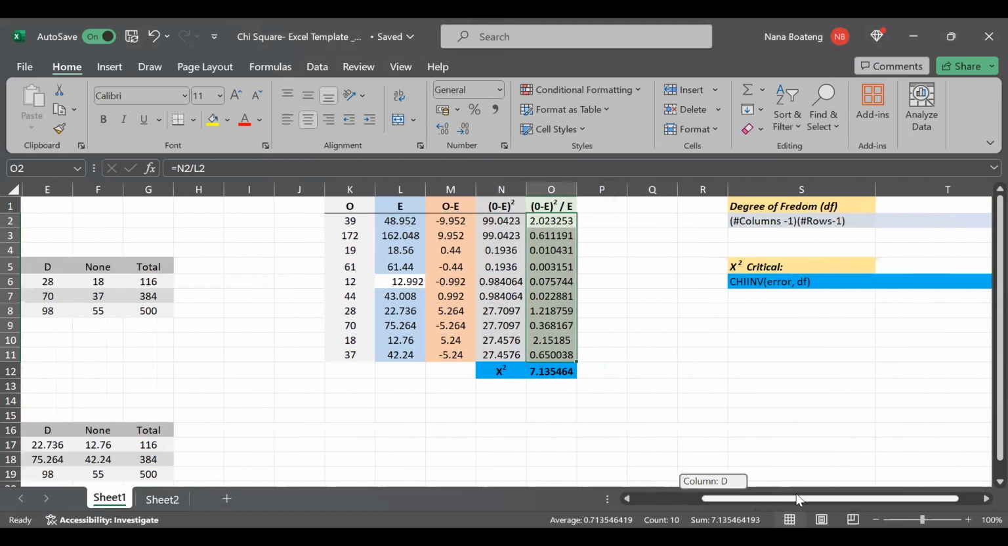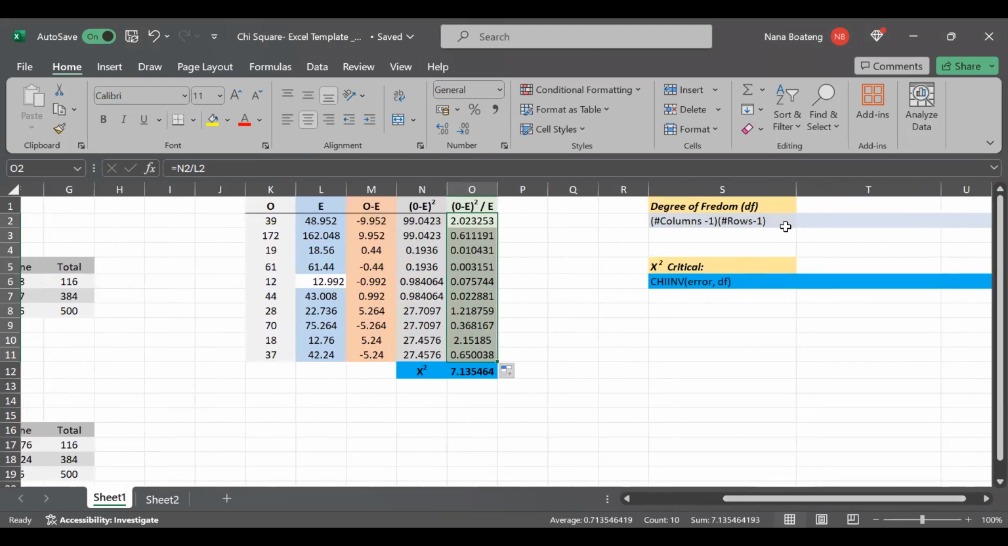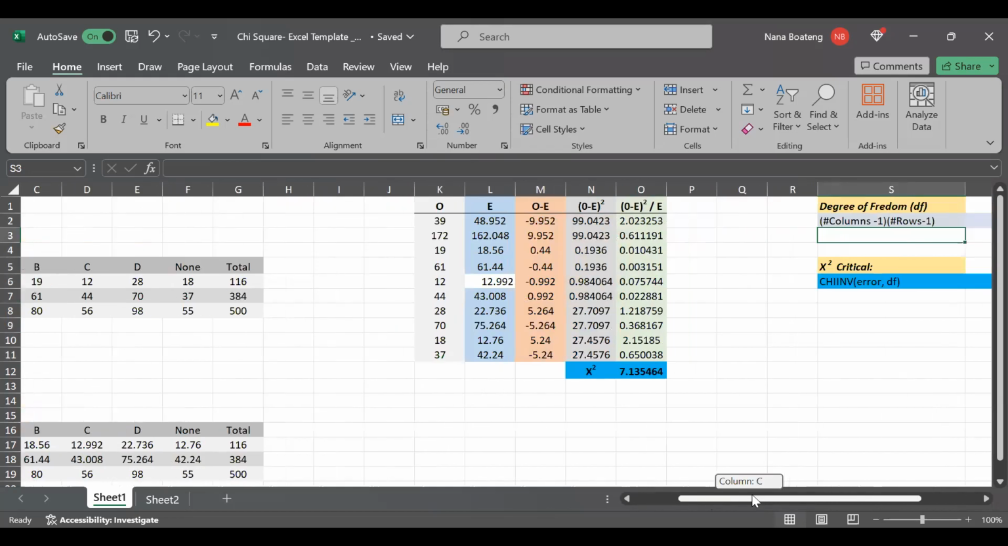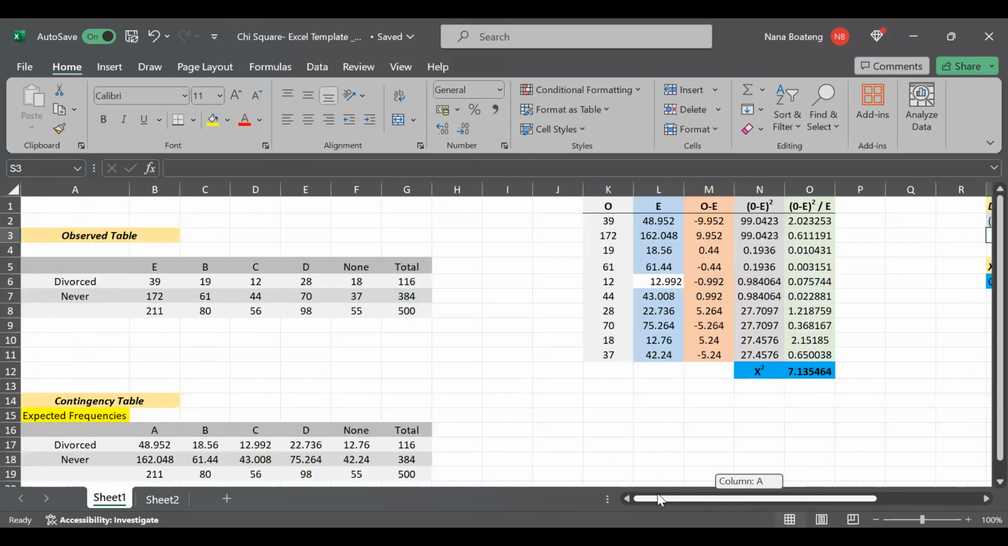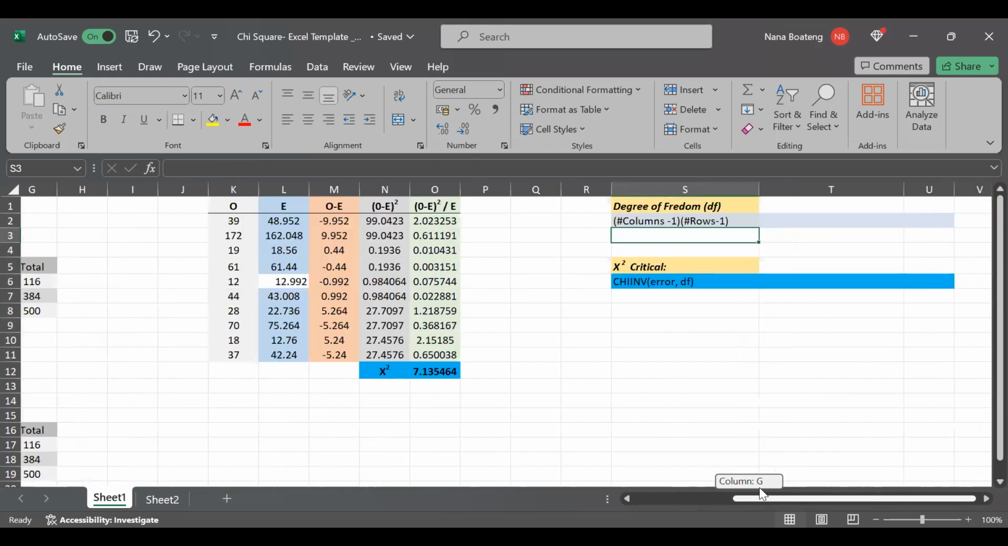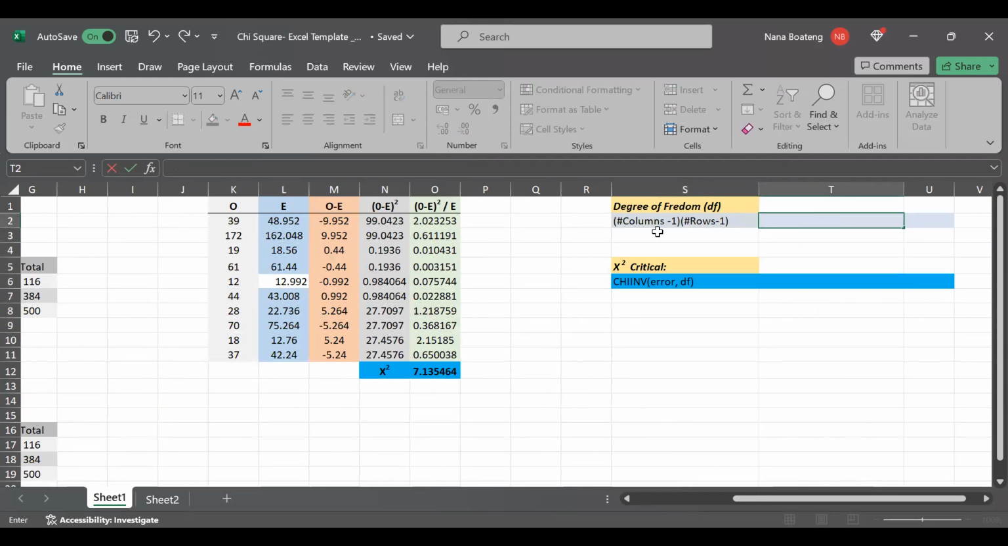Okay, so once we are done with this, our degree of freedom here: we had number of columns, 5, isn't it? So 5 minus 1 is 4, and then the rows, 2 minus 1 is 1. So our degree of freedom is 5, yeah? Yes.